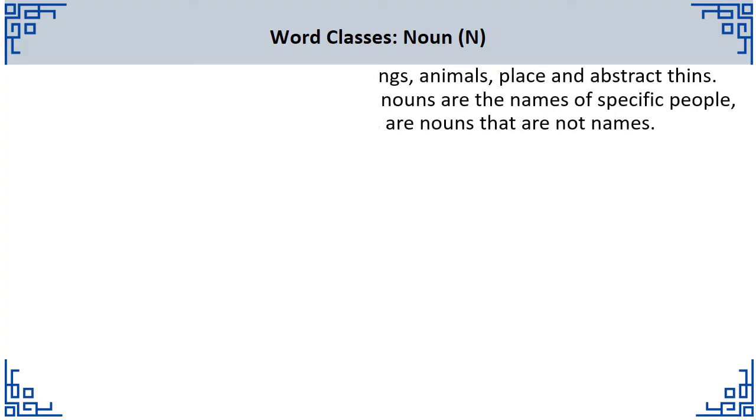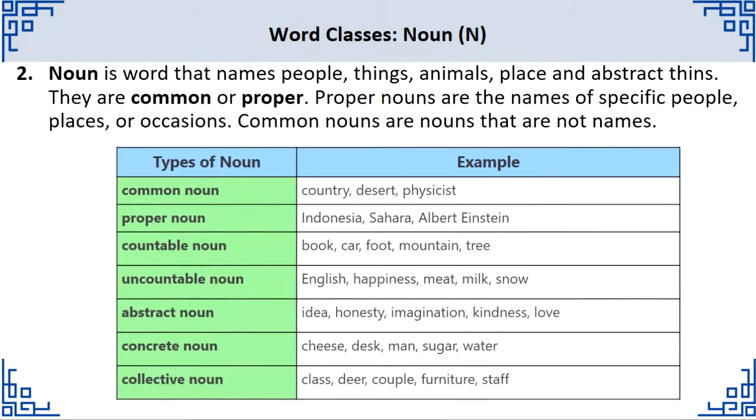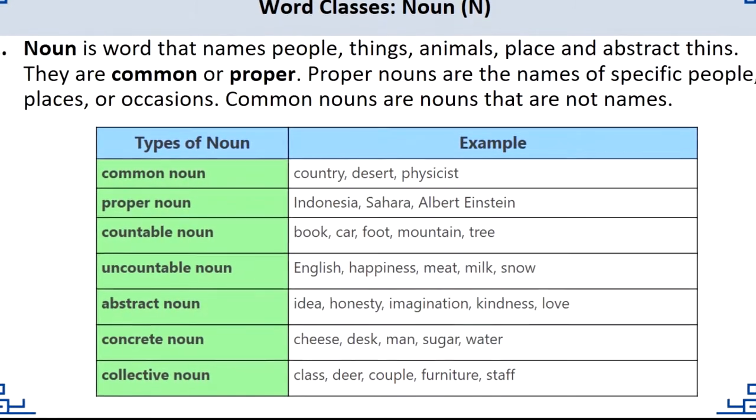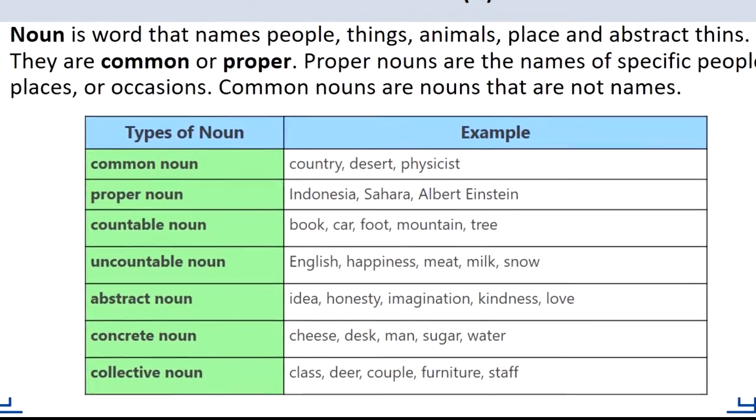Next, we will discuss about noun. So noun is a word that names people, things, animals, places, and abstract things.